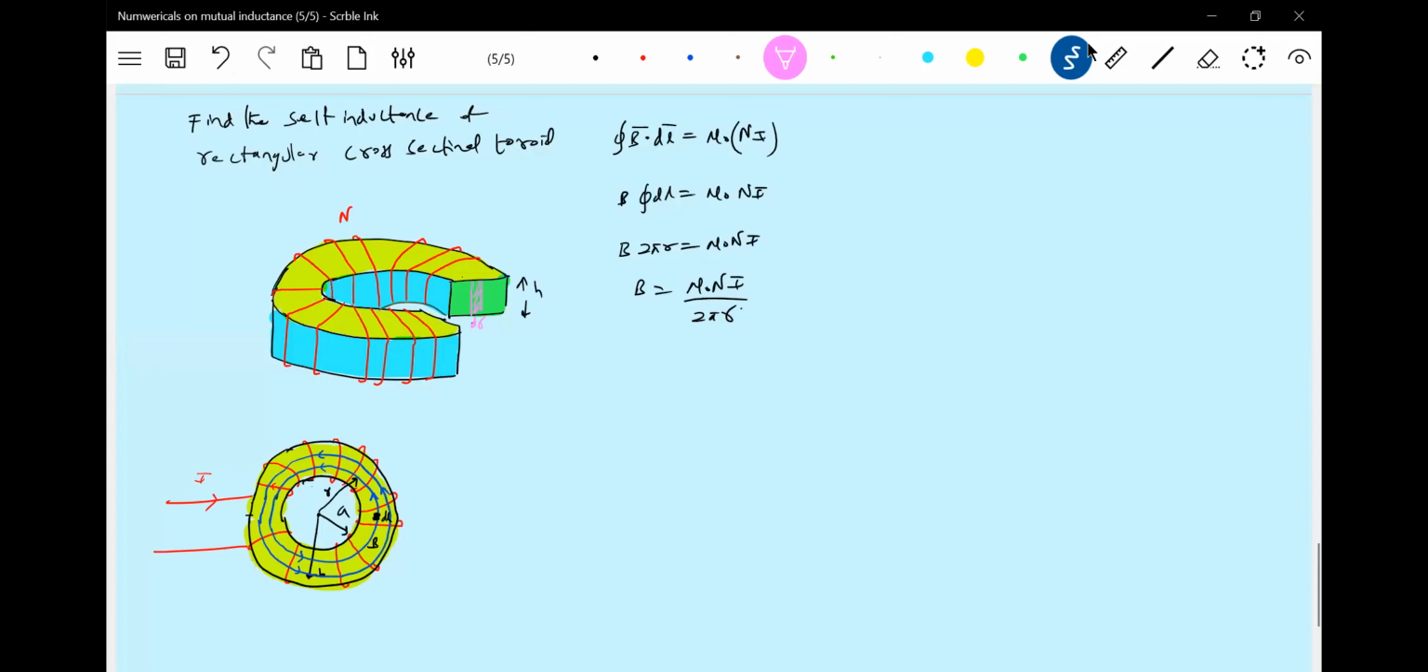So what is the flux linking this strip? We'll calculate here. So d phi is equal to B into dA. What is dA? H into dr. B is equal to mu naught N I by 2 pi r, times H dr. So mu naught N H I by 2 pi, dr by r.